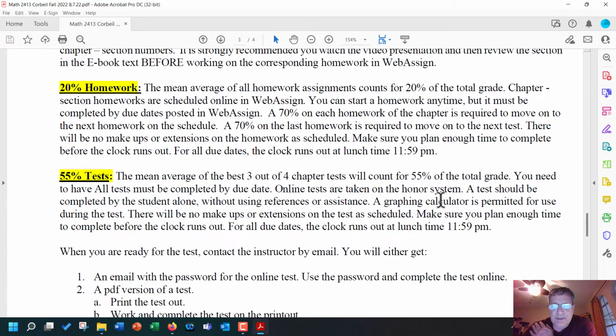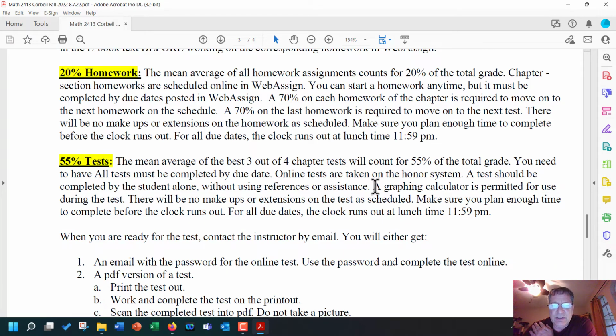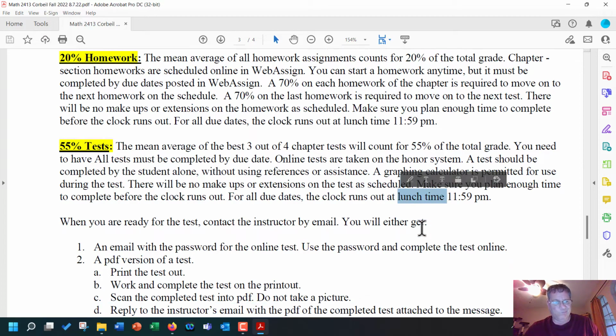And let's see. You can use a graphing calculator for the test. And remember, we're using the honor system, so I'm expecting you to do the test completed by yourself alone without using references or assistance. So you got to do that. Make sure you plan enough time to complete the test, and make sure you complete the test before all the due dates run out. That's a very important thing. And again, it's not at lunchtime, it's at midnight.